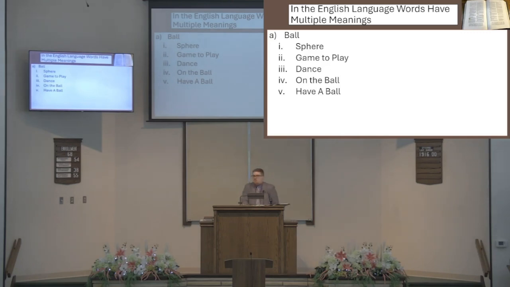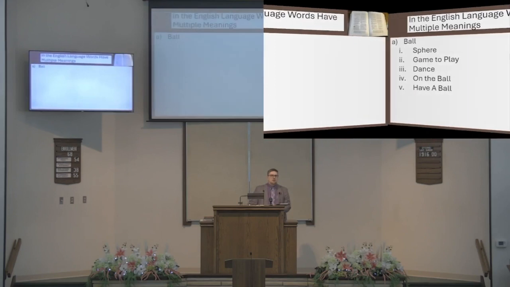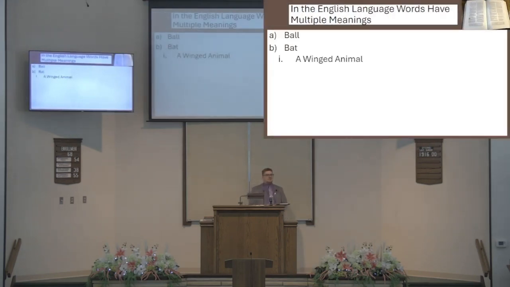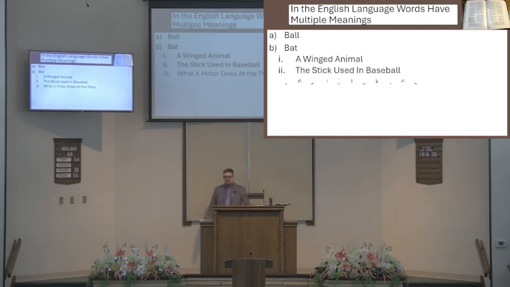That's the same word. It's the same word, ball, but it can be used to refer to many different things. One more English word to illustrate that. The word bat could mean a winged animal. It could be the stick that's used in baseball, or when a hitter comes to the plate, we're saying he's coming up to bat. So there's three different ways the word could be used.